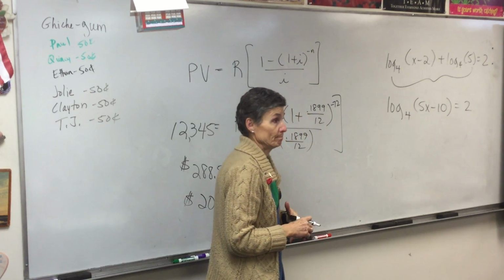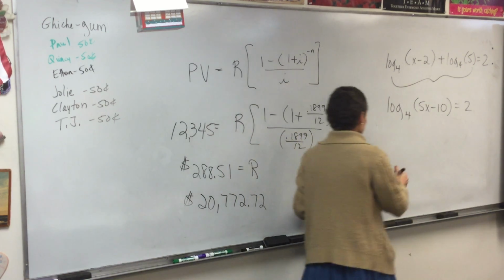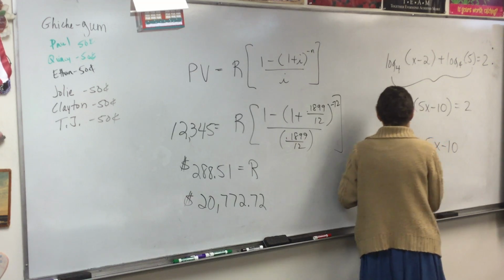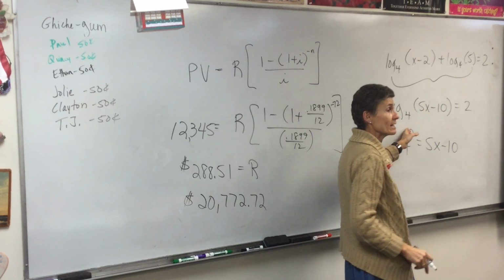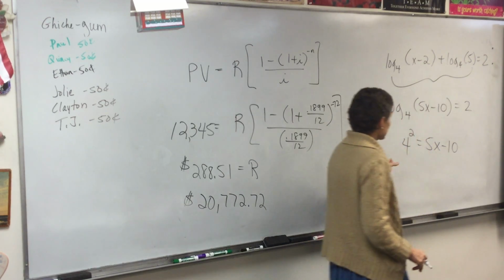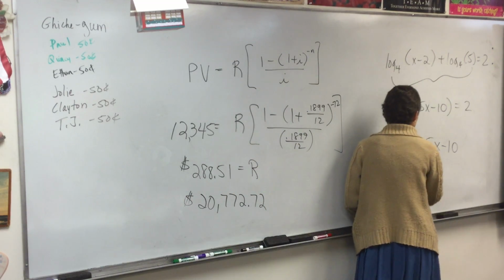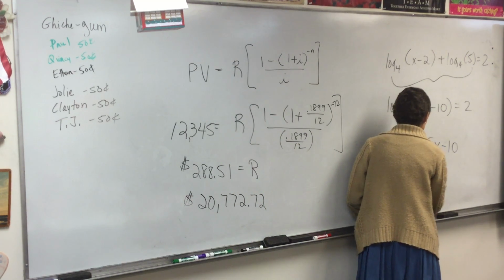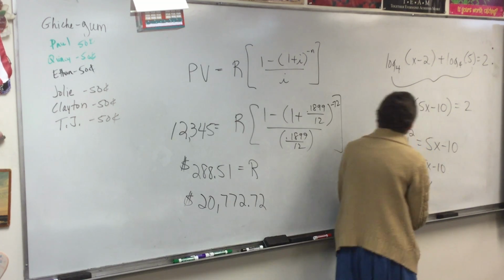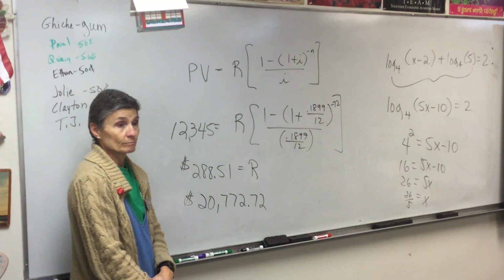Okay, now what? Somebody said it. 4 to the second equals 5x minus 10. To get rid of that logarithm, I'm going to translate my equation into its exponent form. So 4 to the second equals 5x minus 10. So 16 equals 5x minus 10, and it looks like x equals 26 fifths. Right?